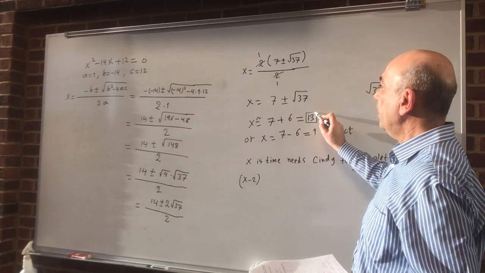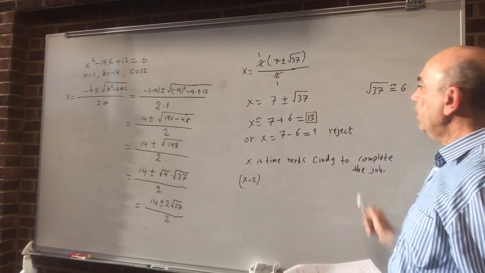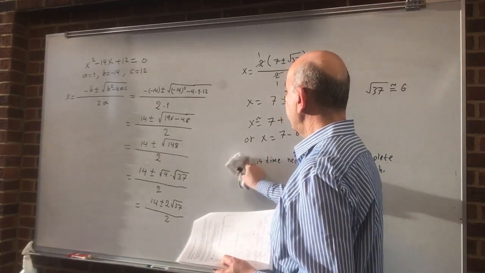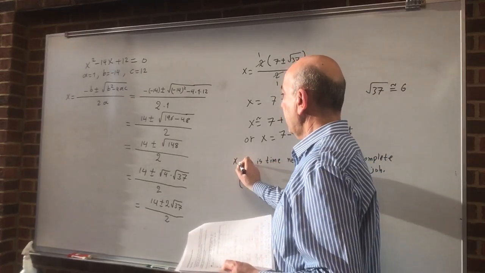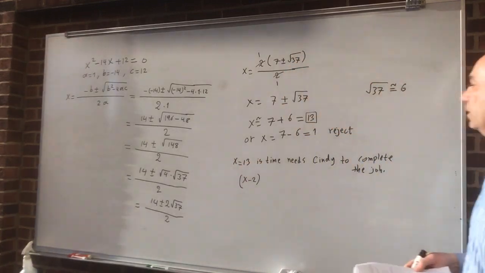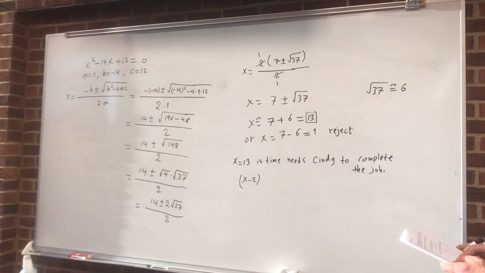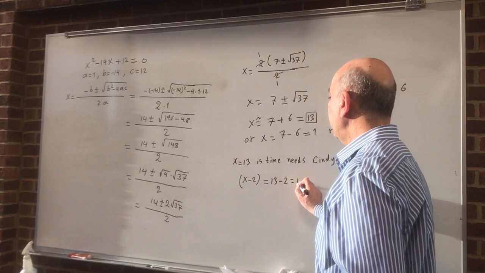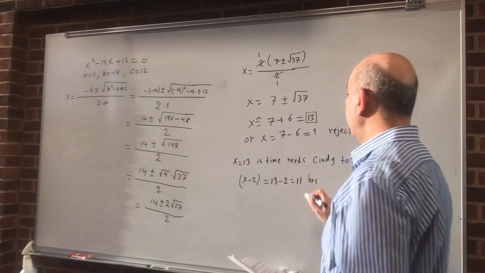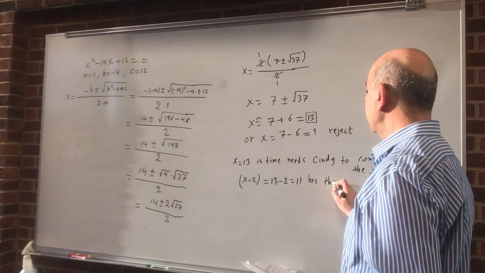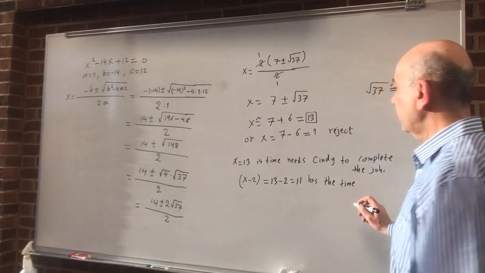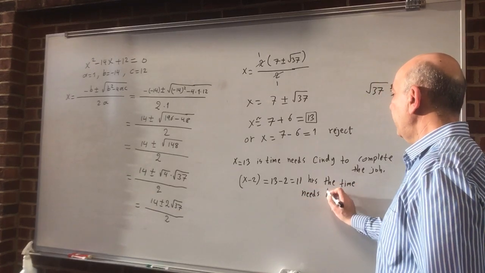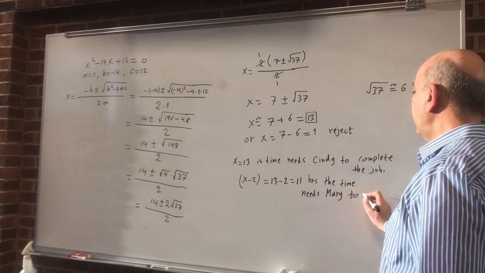So 13 is the time Cindy needs to complete the job, so x equals 13, while Mary needs x minus 2. So 13 minus 2 equals 11 hours. This is the time Mary needs to complete the job.